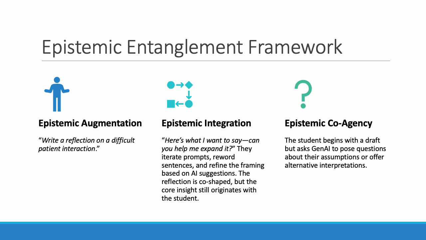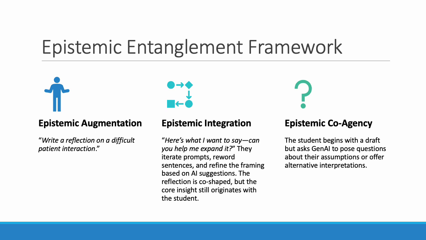So the first configuration is epistemic augmentation. So in this particular role, your Gen AI tool is just going to augment what you're doing. So it's the most basic level of interaction with the tool as I see it. So it's something like a learner prompting ChatGPT or Gemini saying, write a reflection on a difficult patient interaction. Now the tool will give you a response for that. You just copy paste it. That's epistemic augmentation. We're talking at the base level.